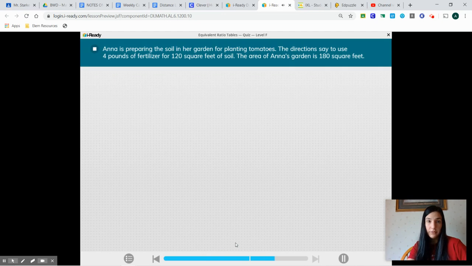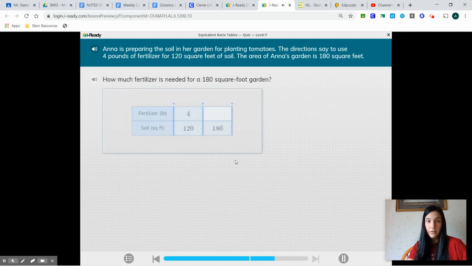Anna is preparing the soil in her garden for planting tomatoes. The directions say to use 4 pounds of fertilizer for 120 square feet of soil. The area of Anna's garden is 180 square feet. How much fertilizer is needed for a 180 square foot garden?